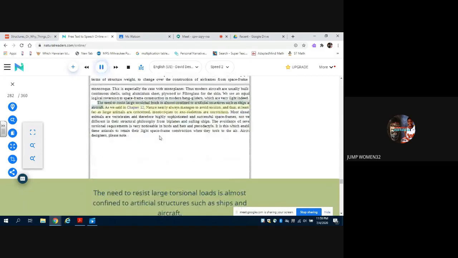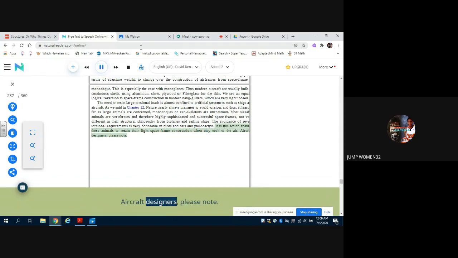The need to resist large torsional loads is almost confined to artificial structures such as ships and aircraft. As we said in Chapter 12, nature nearly always manages to avoid torsion, and thus, at least as far as large animals are concerned, monocoques or exoskeletons are uncommon. Most sizable animals are vertebrates and therefore highly sophisticated and successful space frames, not very different in their structural philosophy from biplanes and sailing ships. The avoidance of severe torsional requirements is very noticeable in birds and bats and pterodactyls. It is this which enabled these animals to retain their light space frame construction when they took to the air. Aircraft designers, please note.